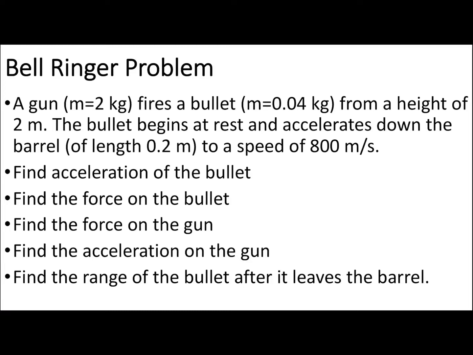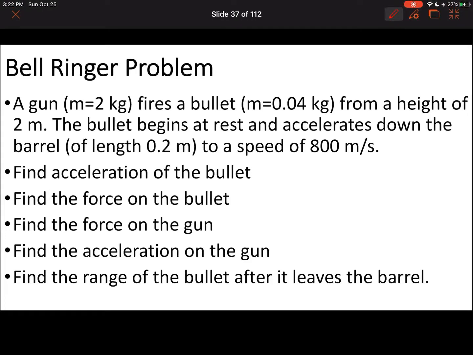So let's start with this bell ringer problem. I'd like you guys to pause this video and see if you can solve this problem all on your own. Then I'm going to walk through how it's done. So we have a bullet that begins at rest and accelerates down a barrel of a gun to a speed of 800 meters per second.